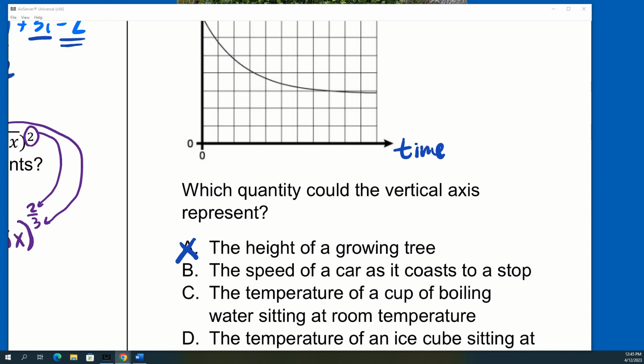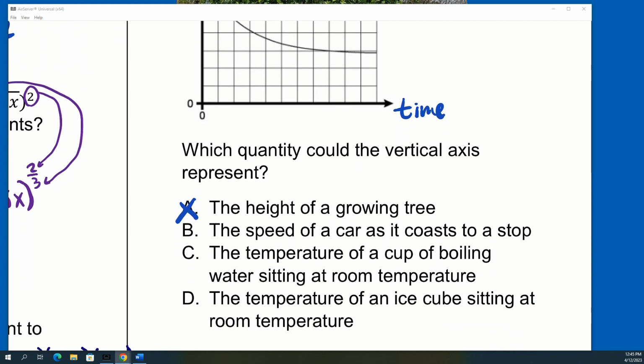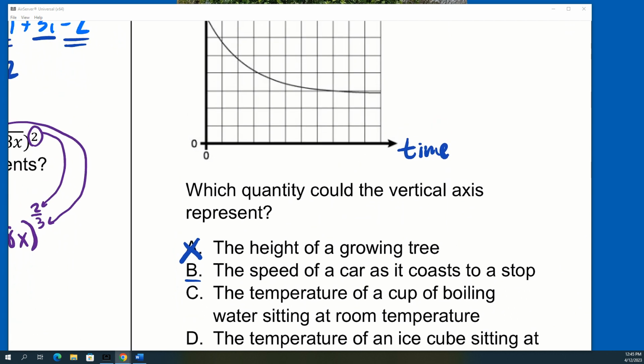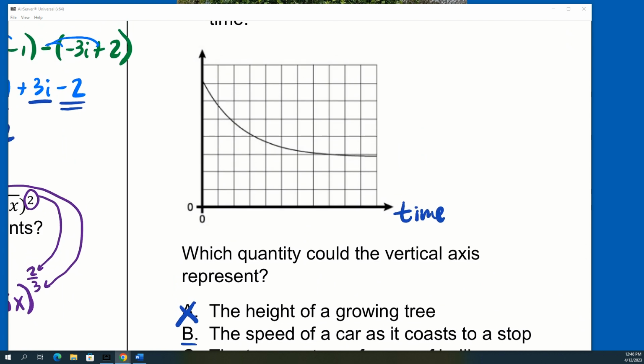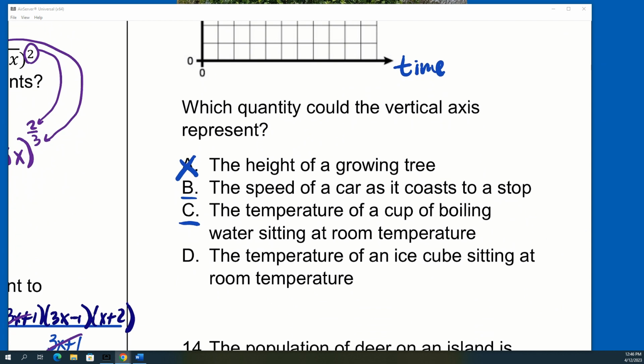All right, B has potential. So the speed of a car as it coasts to a stop. Could it possibly? Why not? You're right. I'm going to come back to it, though. I'm going to say it's a possibility. All right, and then C, the temperature of a cup of boiling water sitting in room temperature. So would the boiling water temperature drop? Yes. So that's a possibility. And then D, the temperature of an ice cube sitting at room temperature. The temperature of an ice cube would go up. So yeah, that's not. So we have to decide between B and C.